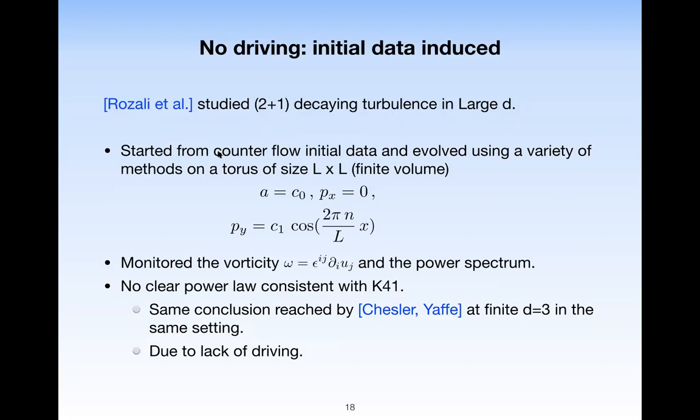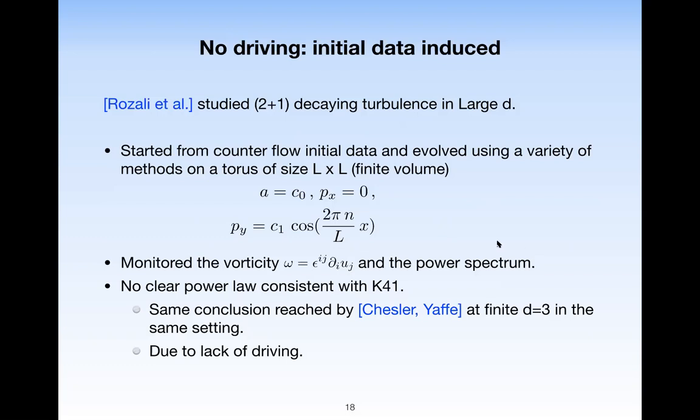In particular, they used the so-called counterflow initial data, which I write down here. The energy density is just a constant, the momentum in x is equal to 0, and the momentum in y has dependence on the x direction in this precise periodic way. They solved these equations using a variety of methods, always at finite volume. So in 2 spatial dimensions, they were on a T2 torus. While they were doing this computation, they were monitoring the vorticity, which I write down here, and also the power spectrum.